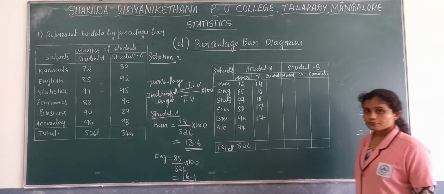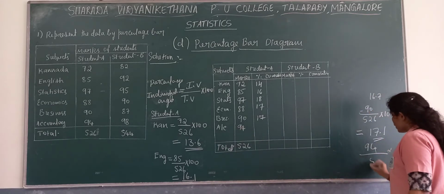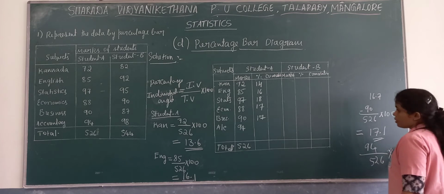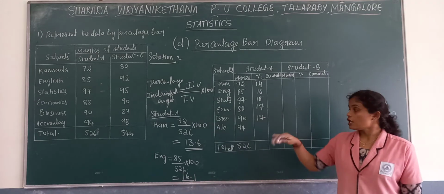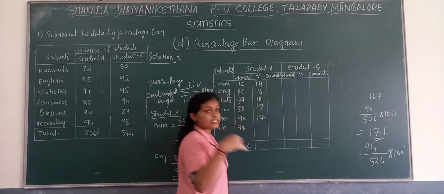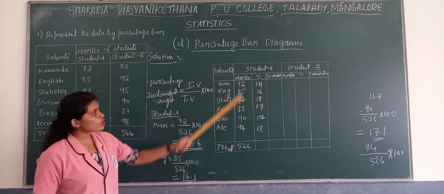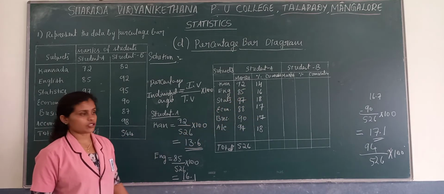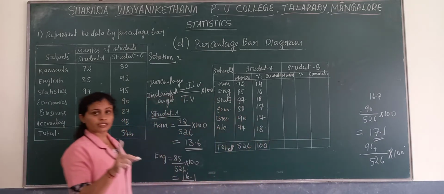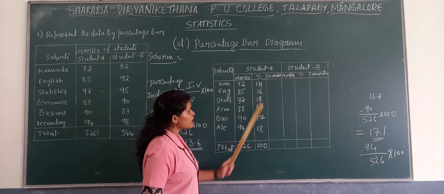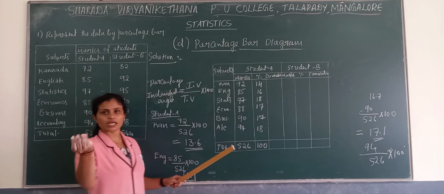Then the last one, 94 by 526 into 100. There we get 17.5 or 6. Since it is more than 5, we are writing it as 18. Now we got the percentages. When you total these percentages, you get 100. You have to get 100. If you do not get 100, then your calculation is wrong, or else you went wrong while making the round figure.